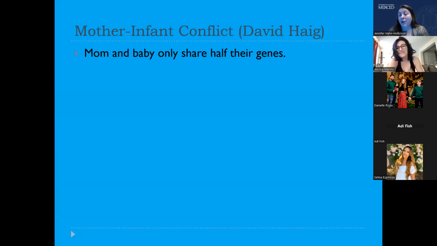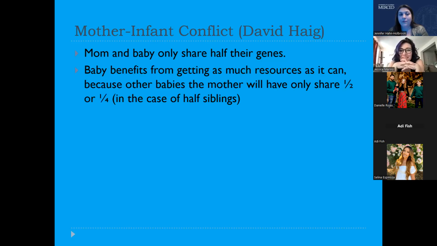So mom and baby only share half of their genes, right? Because half of the genes come from the mom, half from the dad. And the baby benefits from getting as many resources as it can from the mother, because other babies the mother has will also only share half or even a fourth of their genetic material. So it's not like babies should be saying, let's save mom's resources, all her vitamin D that the other babies are going to need to form their bones, because I'm only going to be half or a quarter genetically related to those other babies. So I'm going to take as much as I can resource-wise. Now, this is not conscious. This is just math.